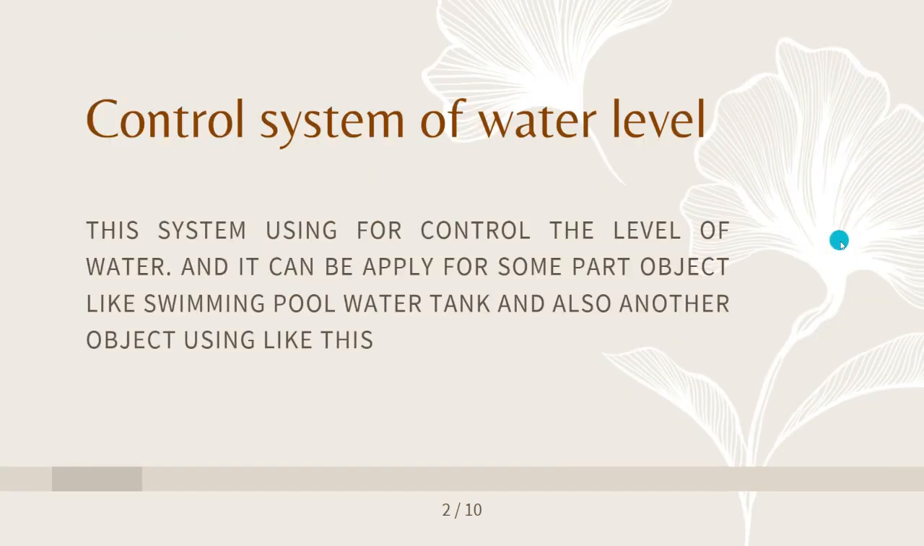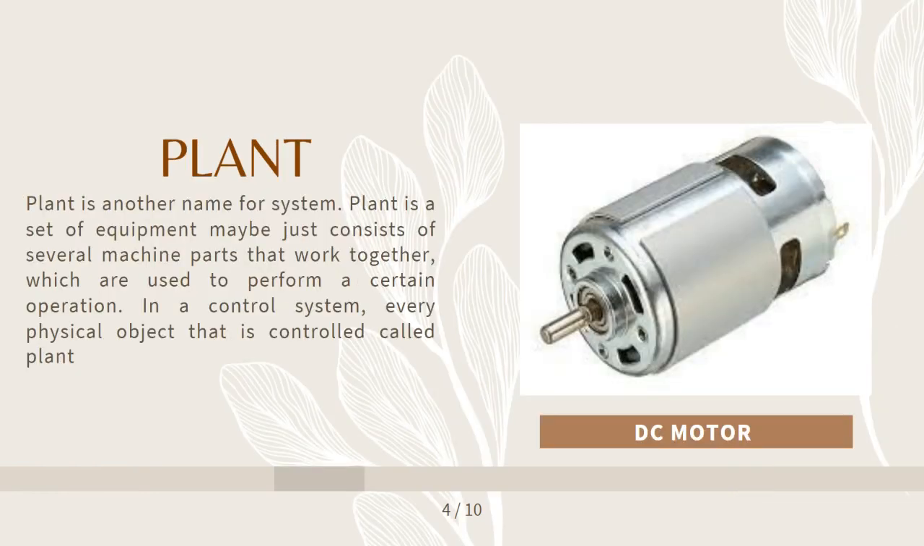For the first part, I want to tell about my topic, which is the control system of water level. The definition of this system is a system used to control the level of water, and it can be applied to objects like a swimming pool, a water tank, and other objects. The first part I use is a plant.